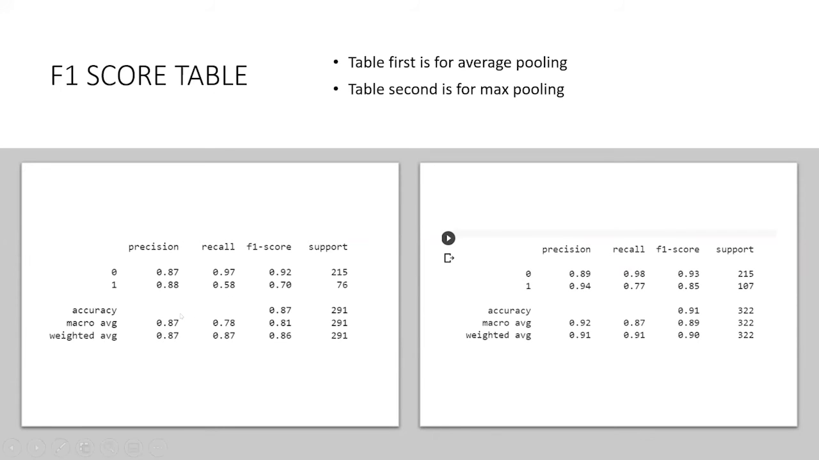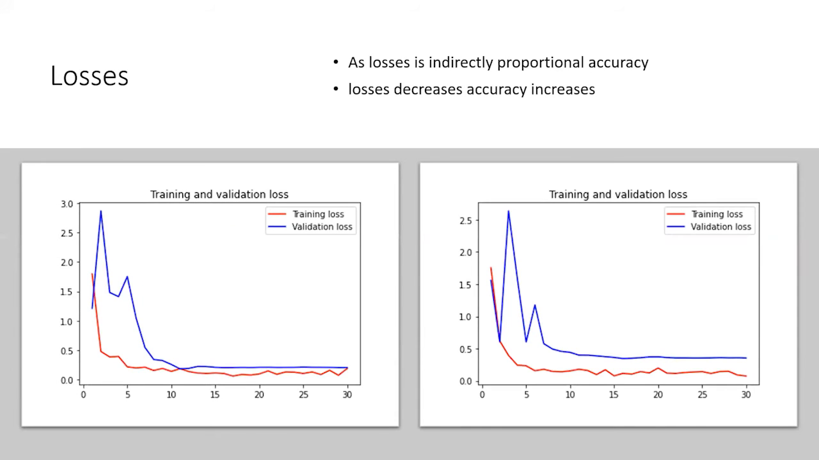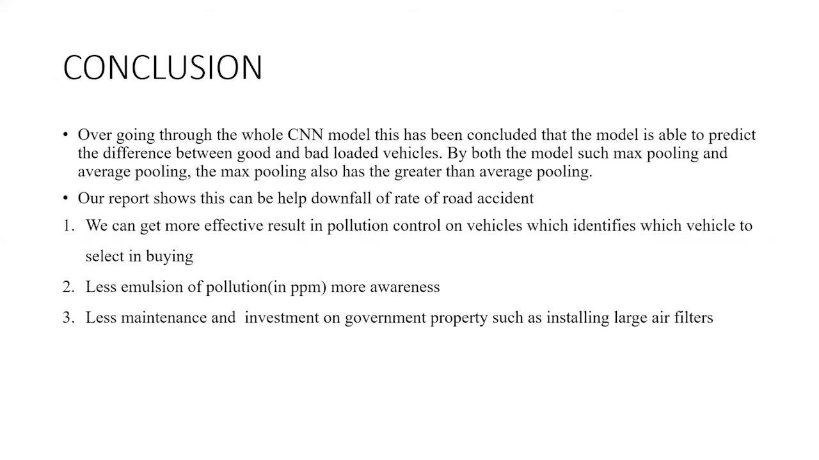The first table describes the average pooling, and the second table describes the maximum pooling. This is the training and validation accuracy. These are the losses that occurred during training time. Conclusion: after going through the CNN model, it has been concluded that the model is able to predict the difference between good and bad loaded vehicles with both models, maximum pooling and average pooling.